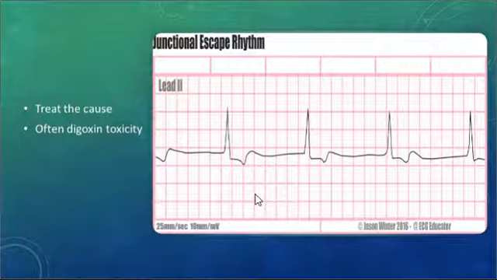Just knowing junctional escape rhythm is usually due to digitoxicity. You need to give DigiBind or something to pull that dig off of there. Hold your dig. The rate's usually 40 to 60. There is no P wave, but you see there is a QRS, but it's coming in that junction. Digitoxicity.